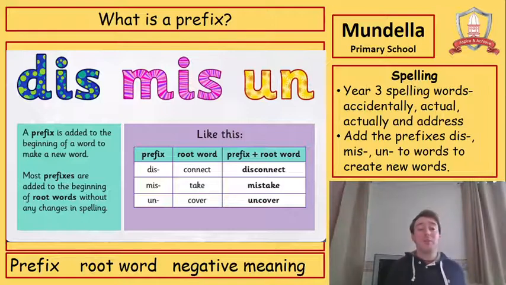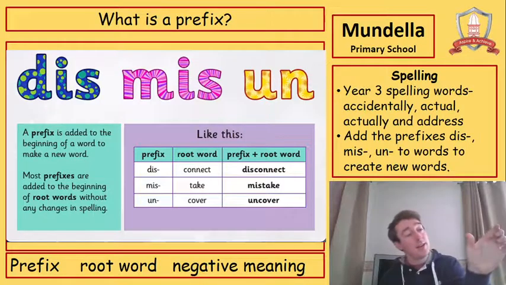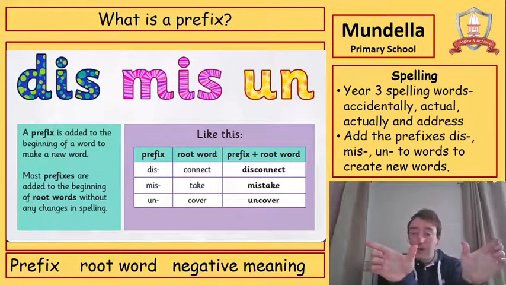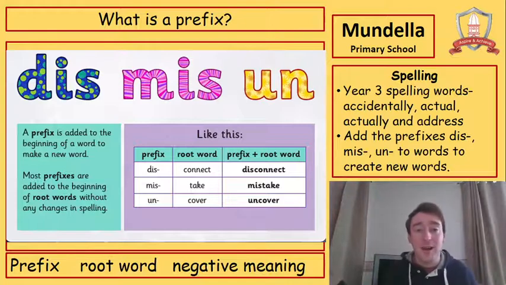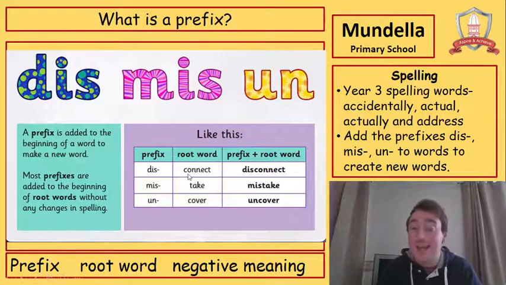Okay? And most prefixes are added to the beginning of root words without even changing the spelling. You can just add them to the front, keep the same spelling of the root word, put them together and spell the word. There you go. Let's have a look at these 3 on the screen. We've got the root word connect, and we've got a prefix dis. Okay, how do we spell it then? Well, we just add the 2 together and we've got disconnect.